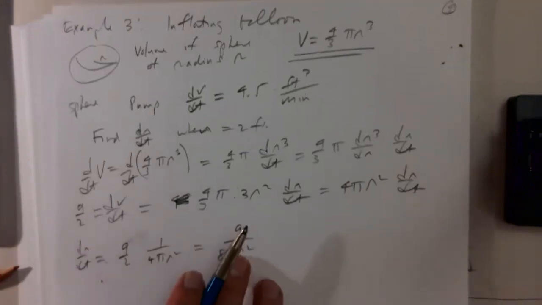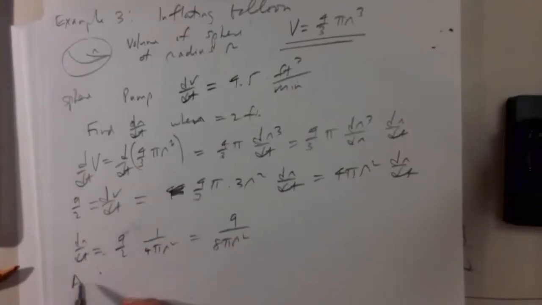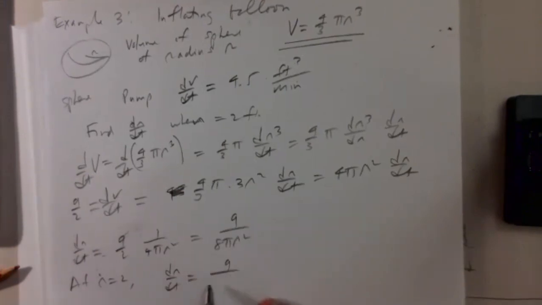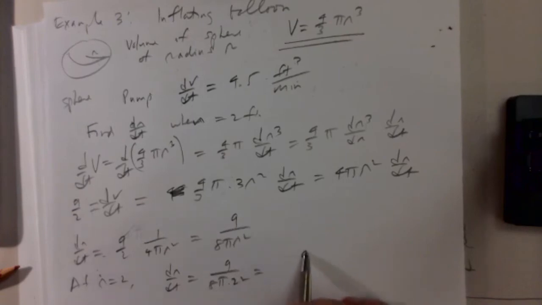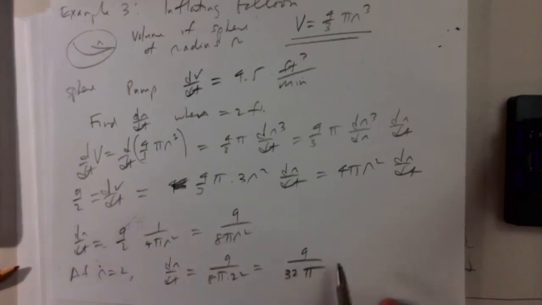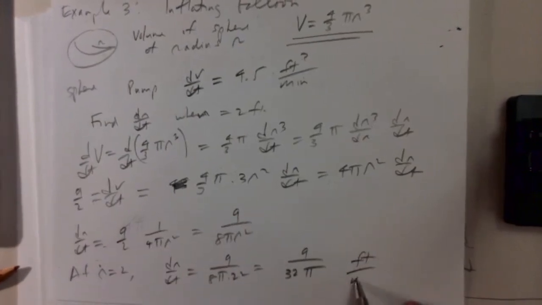And what is this equal to when r is equal to 2? dr/dt is 9 over 8 pi times 2 squared. 2 squared is 4. 4 times 8 is 32. This is 9 over 32 pi feet per minute.